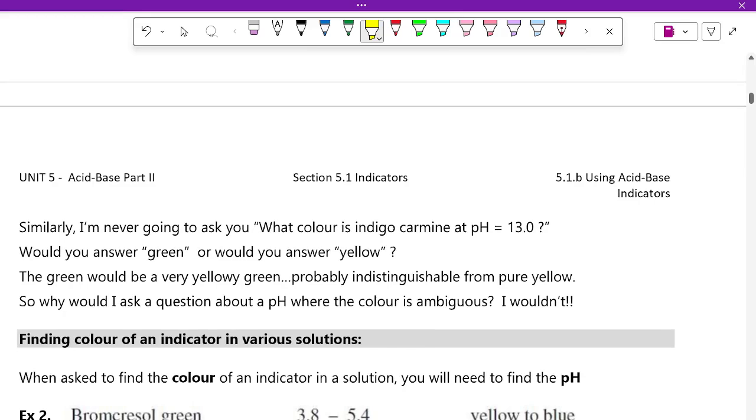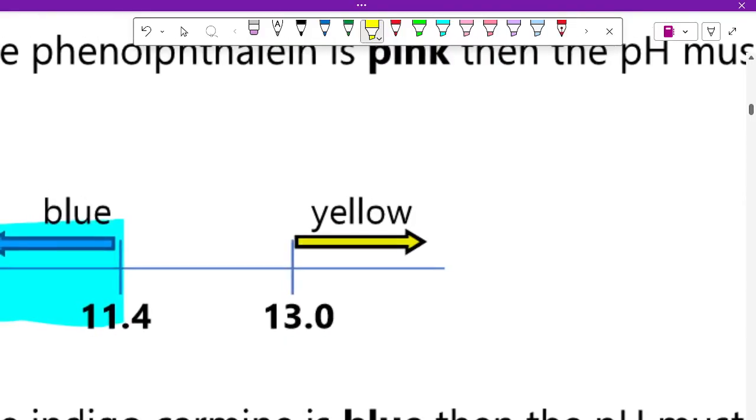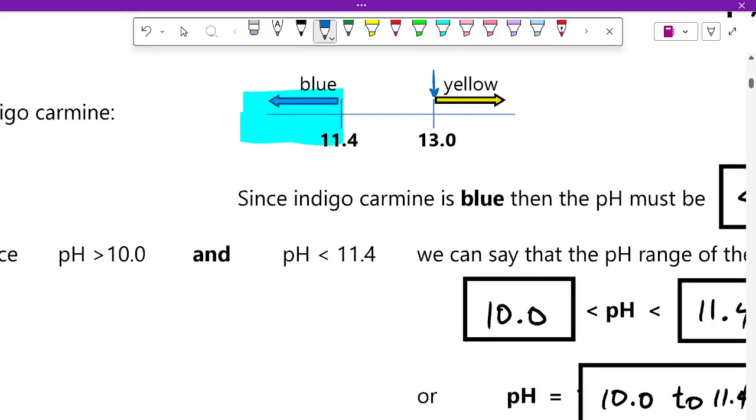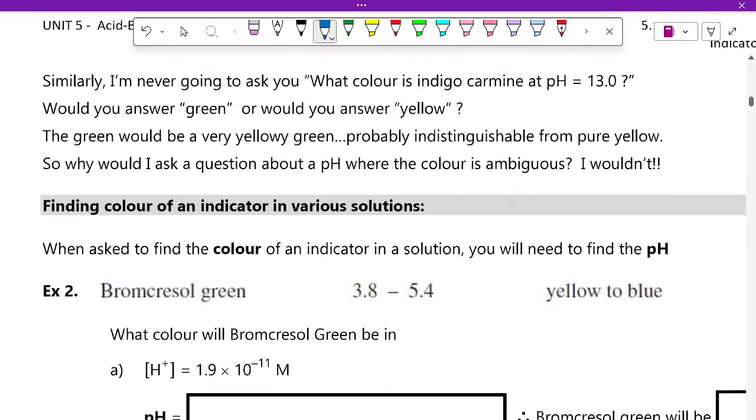Also, I'm never going to ask you what is the color of indigo carmine at pH 13. Let's go look. Indigo carmine at pH 13. Is it yellow or is it green? Am I going to ask you that? No, I'm either going to say the pH is 13.1, is it yellow or green? You're going to say yellow. Or I'm going to say it's 12.9, is it yellow or green? And you're going to say green. Okay, because it's just not worth getting fussed up about something that is so approximate anyway. All right.